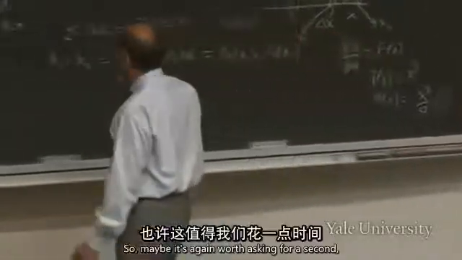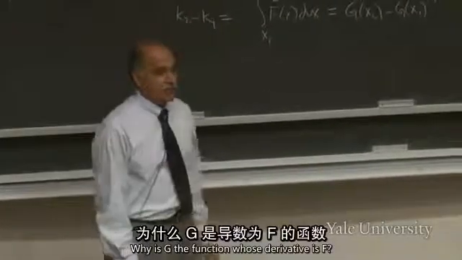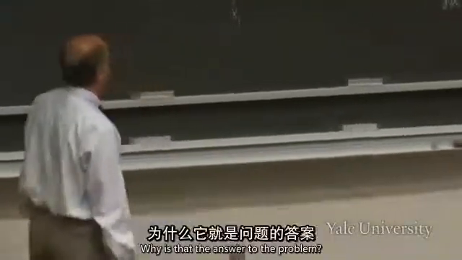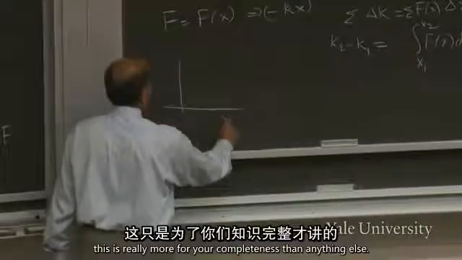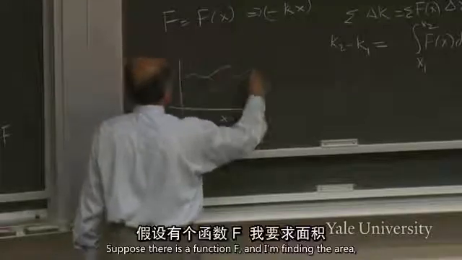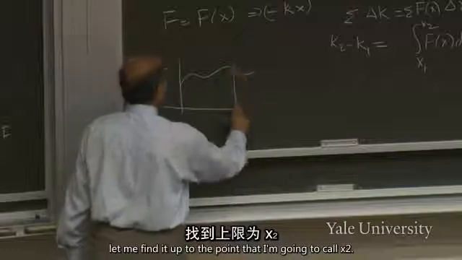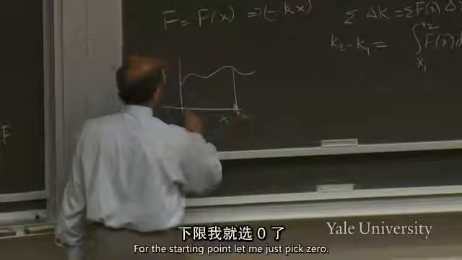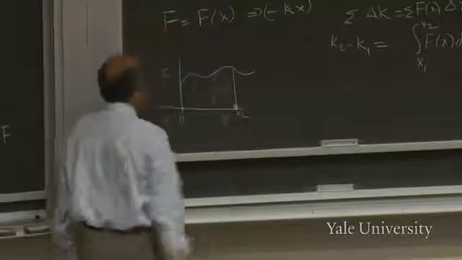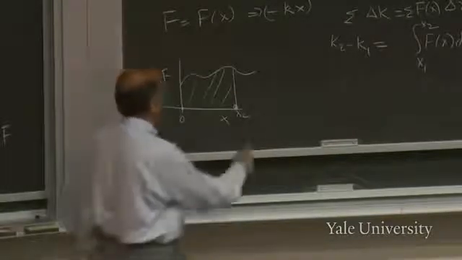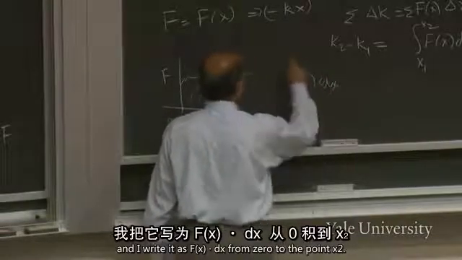So maybe it's again worth asking for a second, why is this true? Why is g the function whose derivative is f? Why is that the answer to the problem? Well, one way to think about it, this is really more for your completeness than anything else. Suppose there is a function f, and I'm finding the area. Let me find it up to the point that I'm going to call x2. For the starting point, let me just pick 0. This is the area I'm looking for, and I write it as the integral of f of x dx from 0 to the point x2.